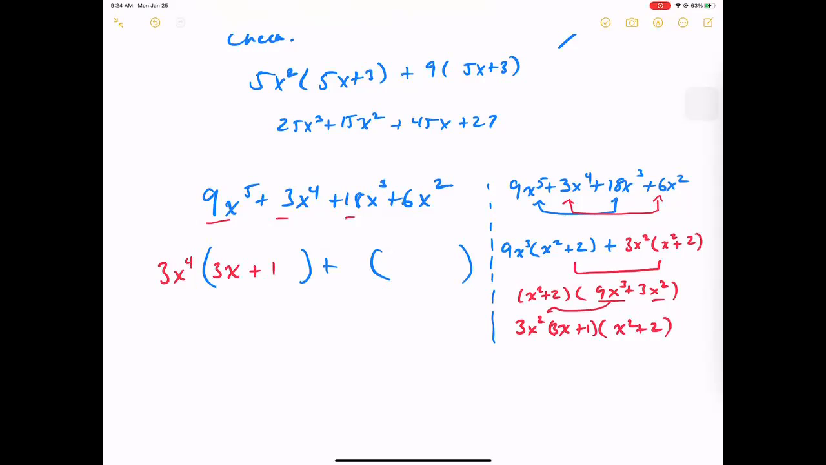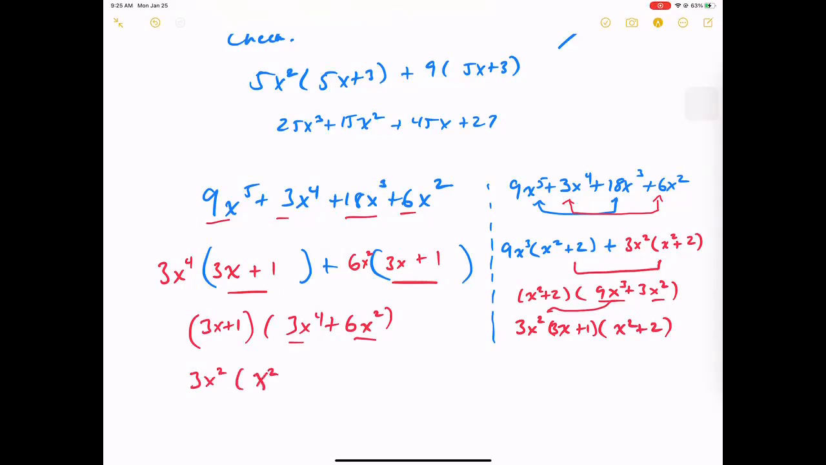In the back, looking at 18 and 6, that's going to be a 6. I have a 3x and x squared in common. 3x plus 1, I have a 3x plus 1, 3x plus 1. Left over 3x to the 4th plus 6x squared. Looking at this, I also have values in common, so I want to make sure I continue the factoring. That's 3x squared left over, x squared plus 2 and 3x plus 1.